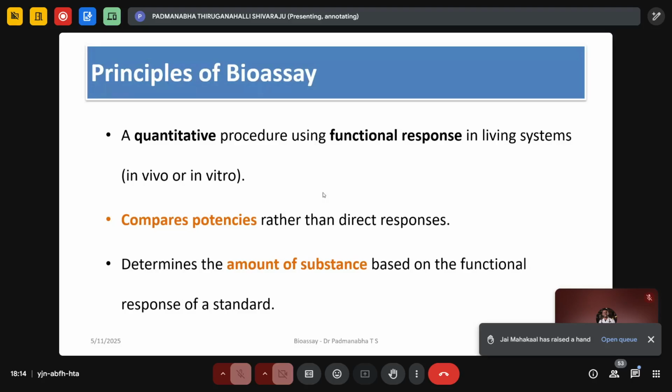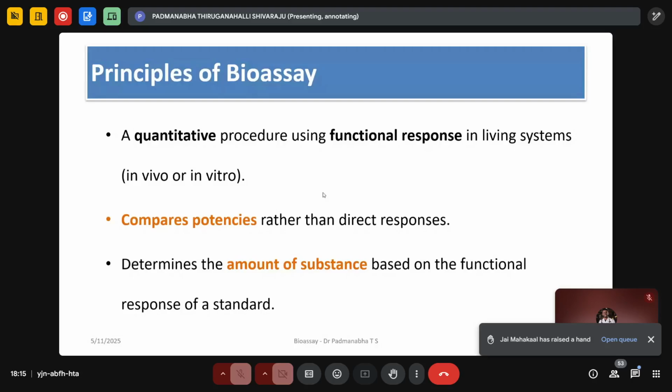So it can be in vivo or in vitro. It compares the potency rather than the direct responses. So what does potency mean here? It tells at what amount of drug we get such a response. So we need to do a serial dilution of various concentrations. Based on that concentration, we're going to measure the response of the living system. Basically it determines the amount of substance.